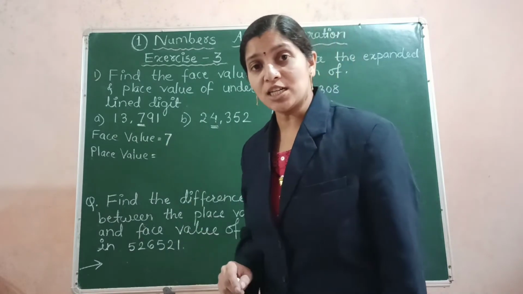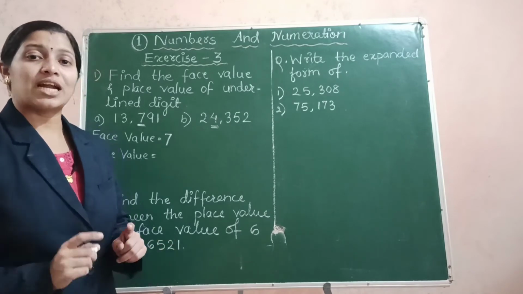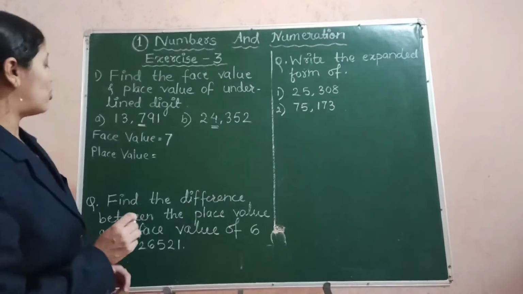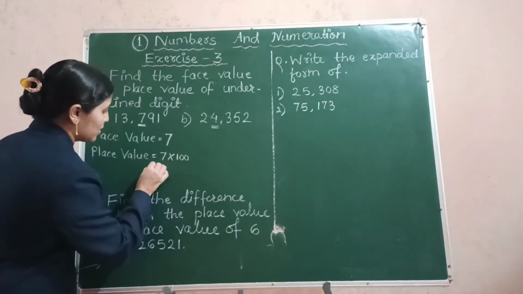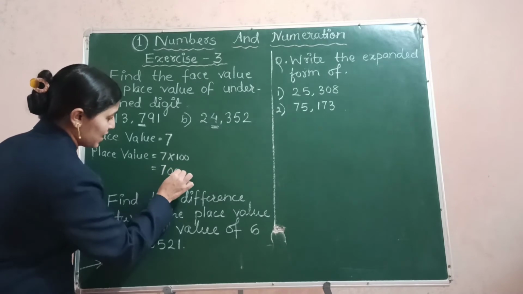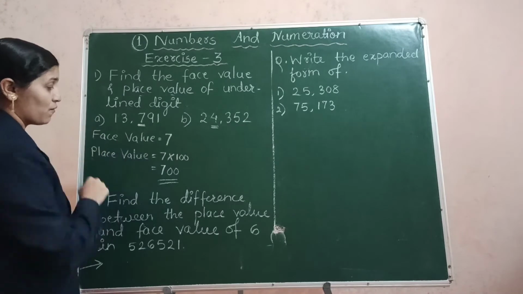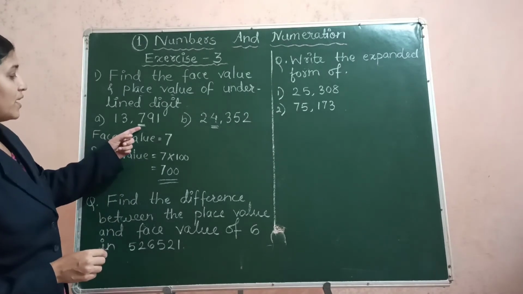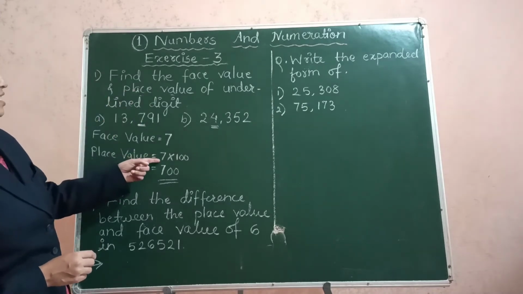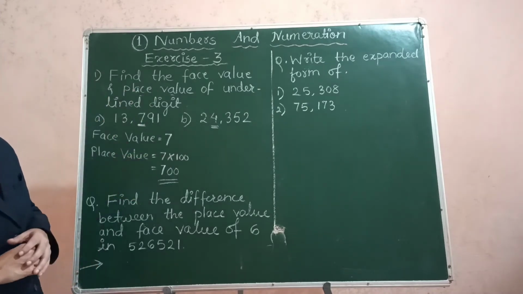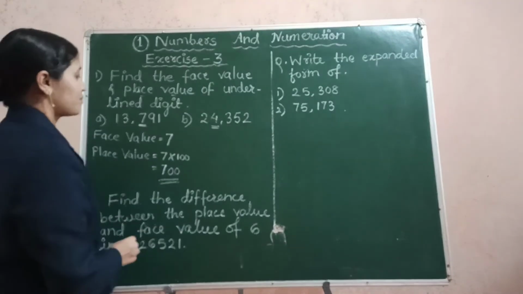It is in hundreds place, and so we have to multiply 7 with 100 so that we can get the place value of 7. So multiply 7 with 100 and the answer is 700, and this 700 is the place value of 7. So the face value of 7 is 7 itself, and the place value of 7 is 7 into 100, which gives 700.